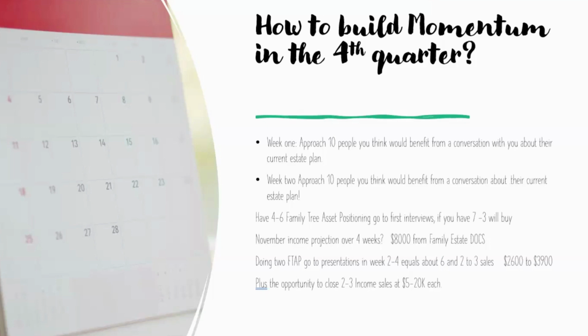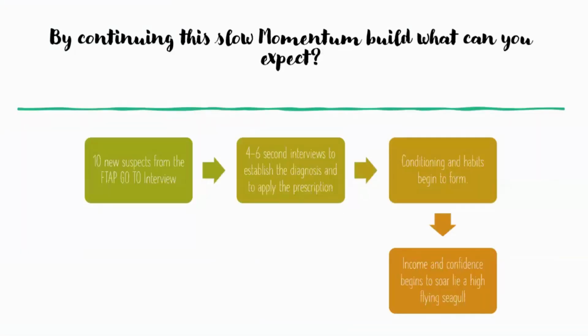Plus, you have the opportunity to close 2 or 3 income sales at $5,000 to $20,000 in commissions each. Wouldn't that be fun for Christmas? So, all I'm saying to you is, by continuing this slow momentum, what can you expect? And this is what you can expect.